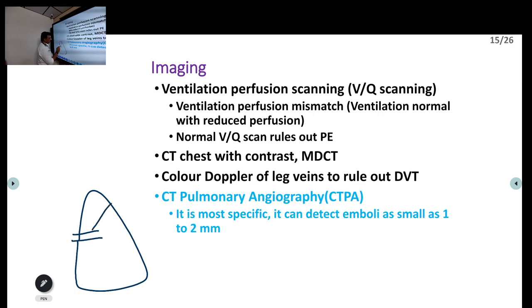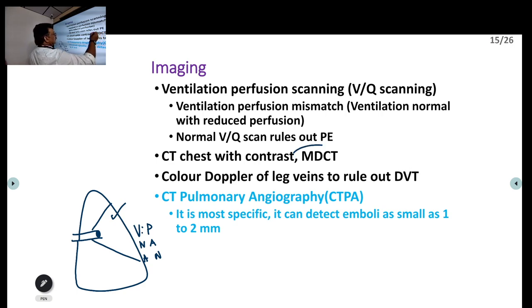Take suppose this is a pulmonary embolism area. In this area ventilation is normal, like air is coming and going out. There is no problem in ventilation, but perfusion is blocked, so there is no blood vessel here. So in pulmonary embolism, ventilation is normal, perfusion is abnormal. Whereas in pneumonia, perfusion is normal, ventilation is abnormal. So that is the difference between pneumonia, that is consolidation, and pulmonary embolism. In pulmonary embolism, ventilation is normal, perfusion is reduced. That is ventilation perfusion mismatch.